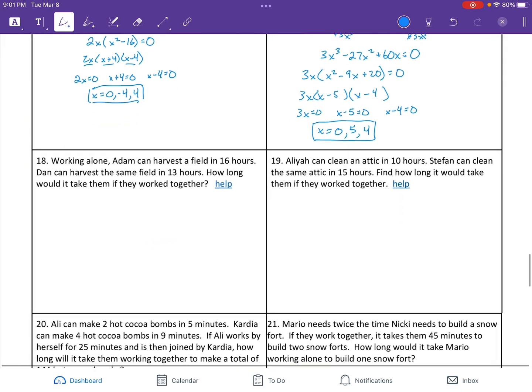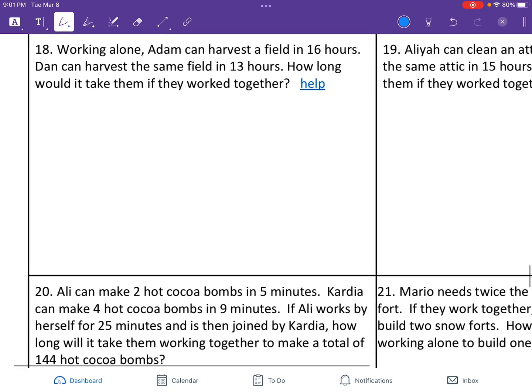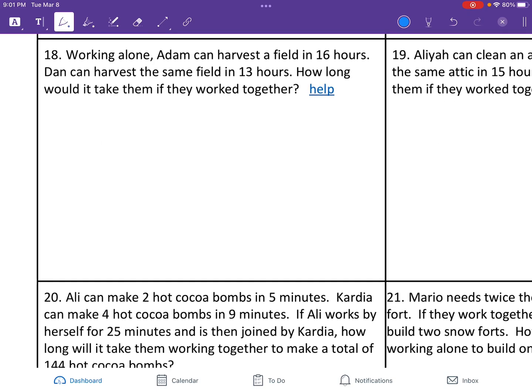All right, two types of problems left. We got the work problems and the total and average cost problems. So working alone, Adam can harvest a field in 16 hours. So we have Adam. Then Dan can harvest the same field in 13 hours. We have Dan. How long would it take them if they work together? And we have together. So we have a harvest and we have time. So Adam can do one harvest in 16 hours. Dan can do the same harvest in 13 hours. I don't know how long it would take them together to do the harvest.